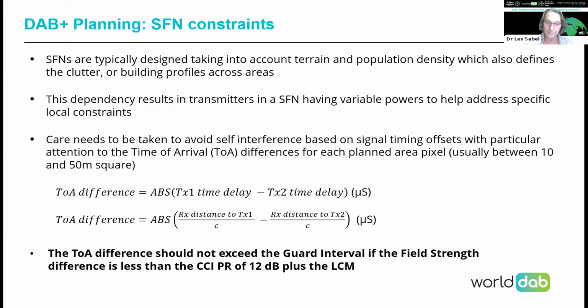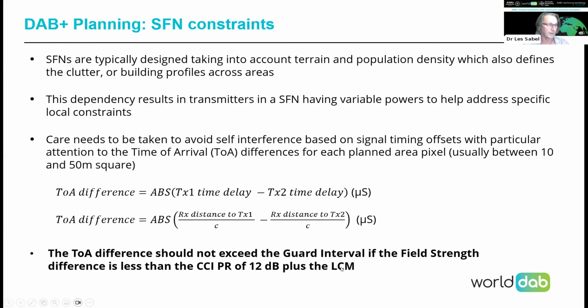So remember, this is a single frequency network. Both signals are on the same frequency. So we need to look at the time delay at the receiver, the time of arrival difference. And that's related to the distance between the receiver and the transmitter in both cases. And we note that the time of arrival difference should not exceed that guard interval if the field strength difference is less than the co-channel protection ratio plus the location correction margin.